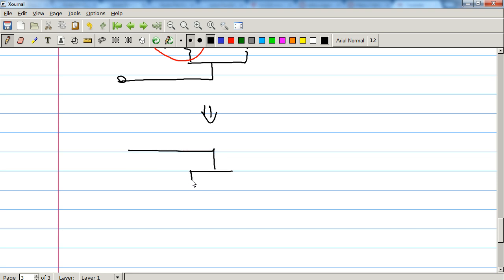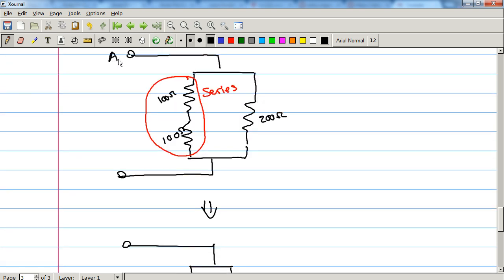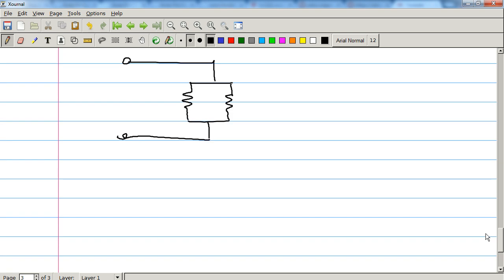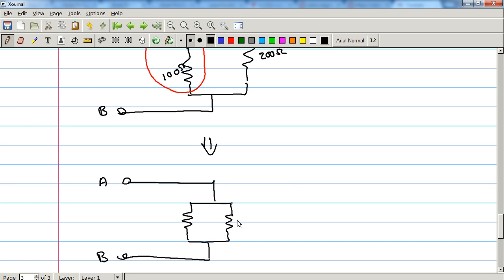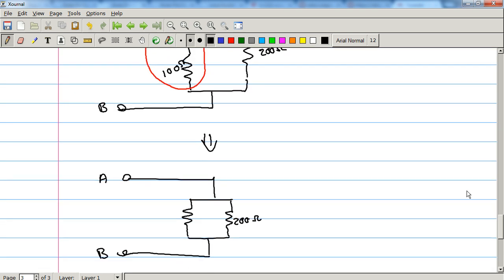So now we have one resistor in parallel with another resistor. Now I'm going to give these nodes names actually, so A, B. Okay, so let's solve for the equivalent resistance. We already know the resistance of this one because we wrote it down earlier. So these two are in series, so to solve them, RT is equal to R1 plus R2, which is 100 plus 100, which is 200 ohms.